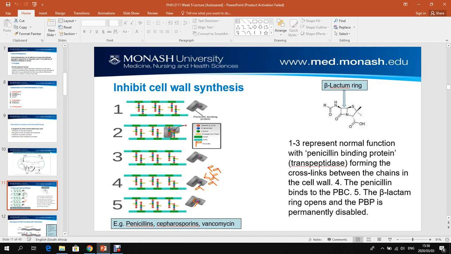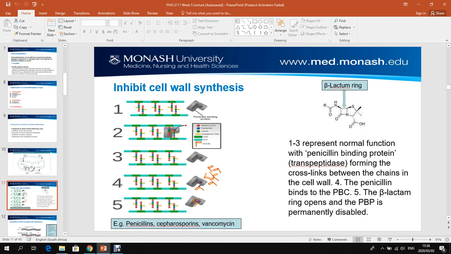When this beta-lactam ring opens, it actually disables the penicillin binding protein. By disabling the penicillin binding protein, it will not be able to form those cross-links in the cell wall. And so there will be disruption of cell wall synthesis. And any bacteria that hasn't got a cell wall basically will die, because that's an important protective structure.